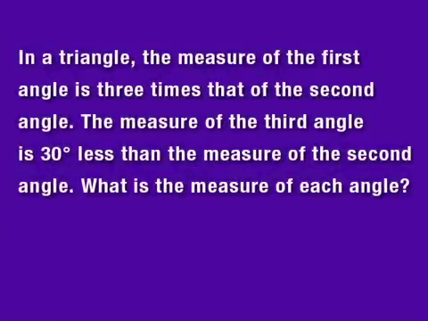In a triangle, the measure of the first angle is 3 times that of the second angle. The measure of the third angle is 30 degrees less than the measure of the second angle. What is the measure of each angle?